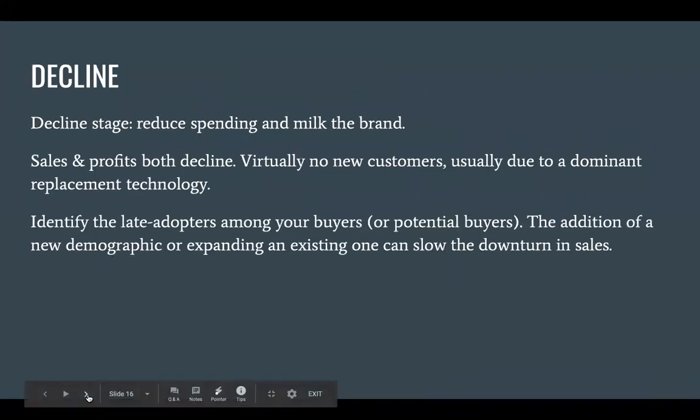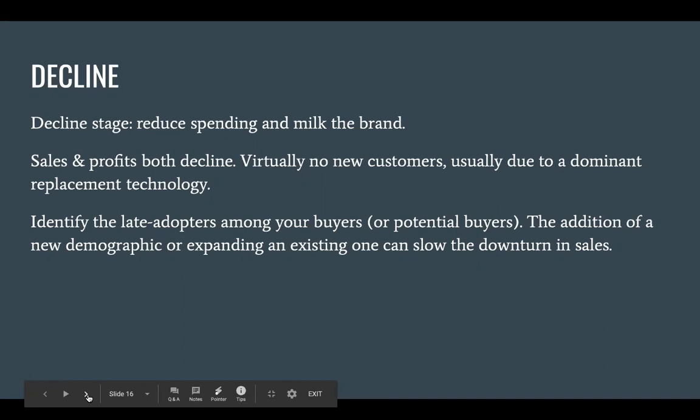So during the decline stage, you must reduce spending and milk the brand, which I will get into later. Milking the brand is very important. So sales and profits will both decline, and there's probably no new customers, probably since a dominant replacement technology appeared. So for example, Samsung declined because Apple came in. You can identify the late adopters among your buyers or potential buyers, and the addition of a new demographic or expanding an existing one can slow the downturn in sales.